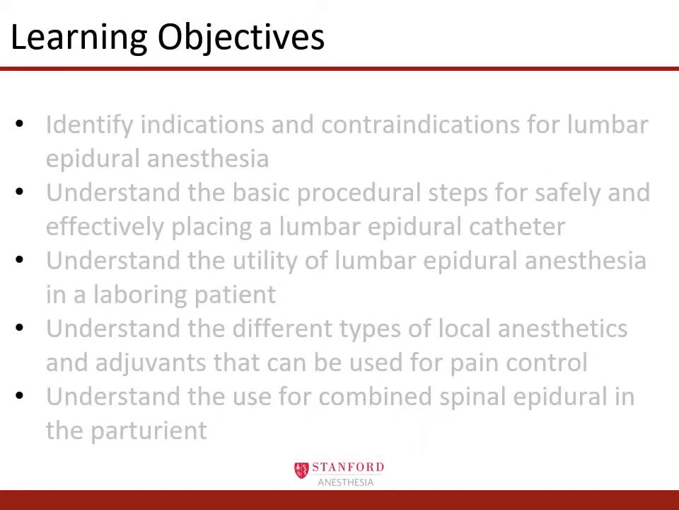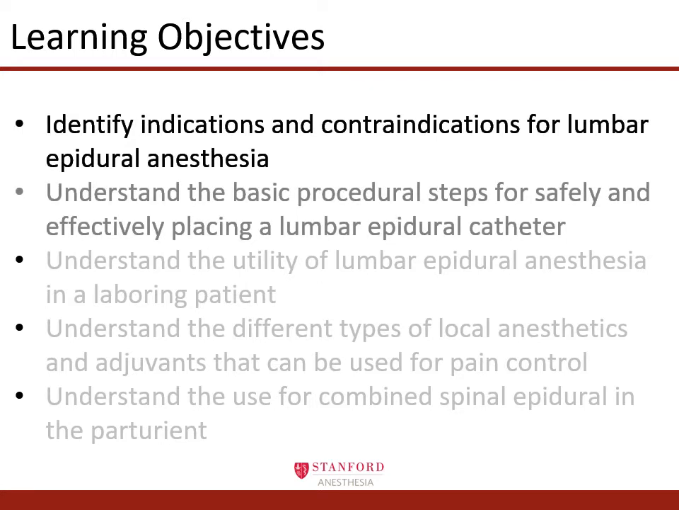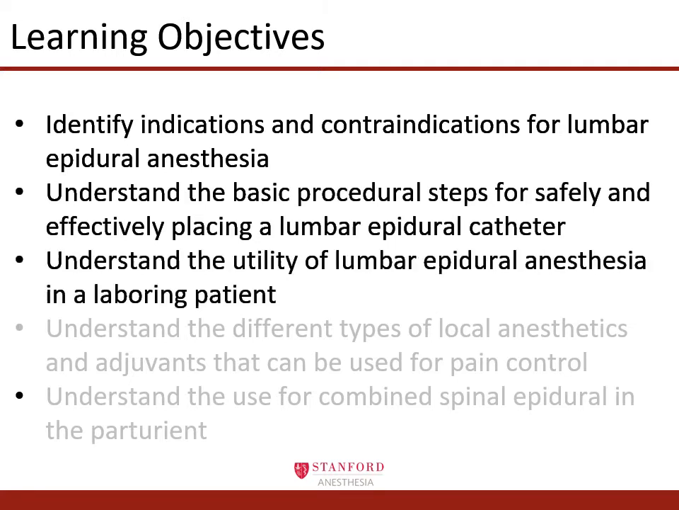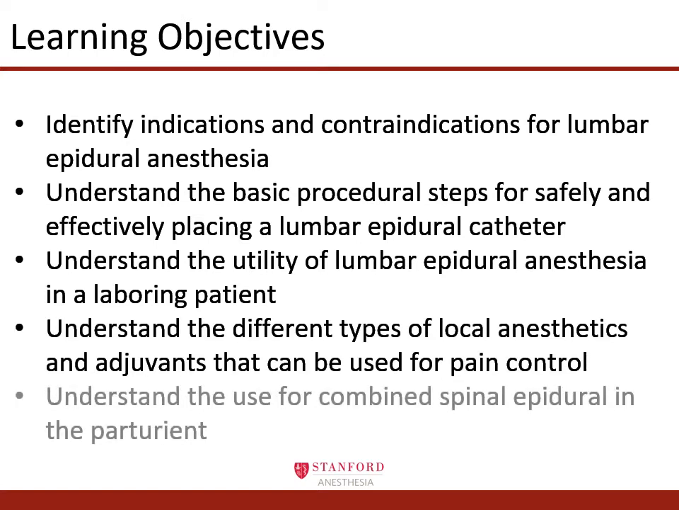Our learning objectives for this presentation include identifying indications and contraindications for lumbar epidural anesthesia, to go over the basic procedural steps for safely and effectively placing a lumbar epidural catheter, to understand the utility of lumbar epidural anesthesia in a laboring patient, to understand the different types of local anesthetics and adjuvants that can be used, and also to understand the use for combined spinal epidural in a laboring patient.